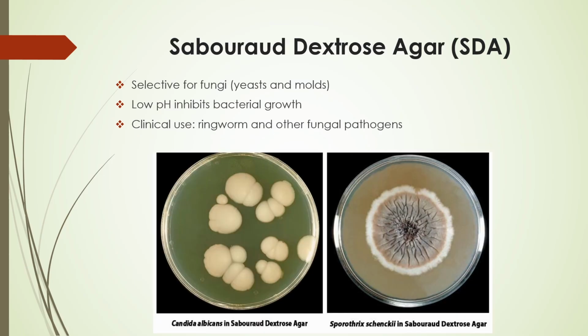Sabouraud dextrose agar, abbreviated SDA, is selective for fungi, which are yeasts and molds, and its low pH inhibits bacterial growth. The clinical use is for ringworm and other fungal pathogens. The selective medium known as Sabouraud dextrose agar, or SDA, is made especially for the growth of fungi, such as molds and yeast. Similar to PDA, it has an acidic pH, usually 5-6, which promotes fungal growth and inhibits bacterial growth.